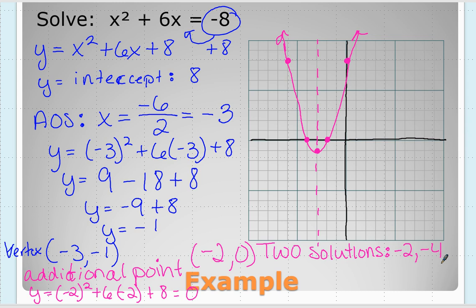Remember that this can be interchanged with my roots. My roots are -2, -4, or they can be called zeros. My zeros are -2, -4. They are the x-intercepts. All right, let's try another method.